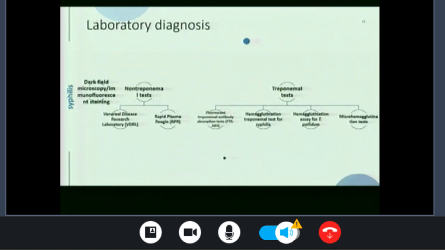If we are suspecting syphilis, we can do some immunological and biochemical studies, which we can divide into non-treponemal tests and treponemal tests. The first is not directed to the treponemal antigen, while the other one is specific and directed to it. We start with the Venereal Disease Research Laboratory test and the RPR, and if they turn out positive, then we proceed to the treponemal test.